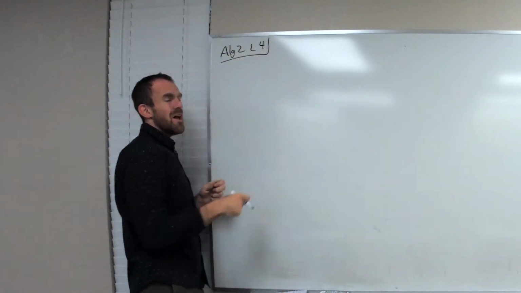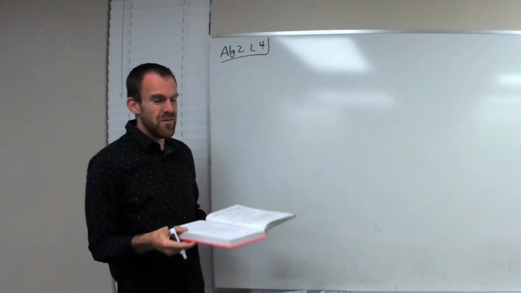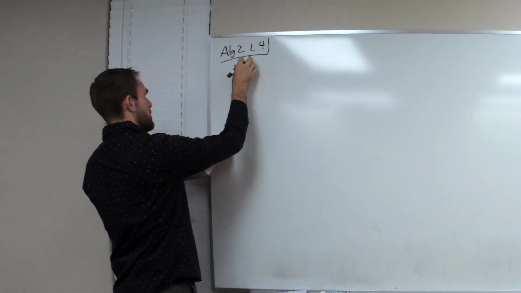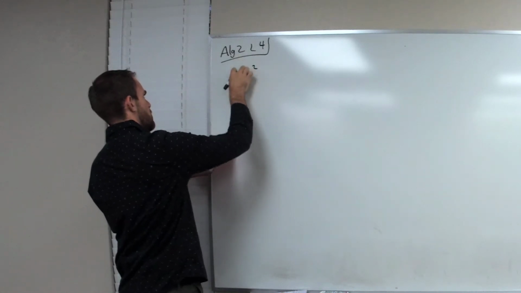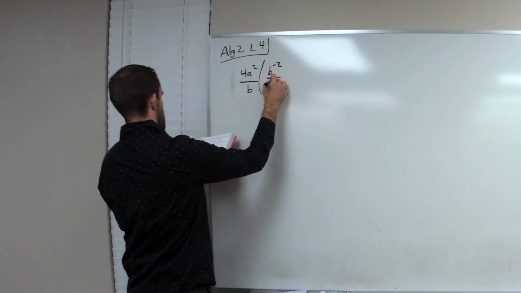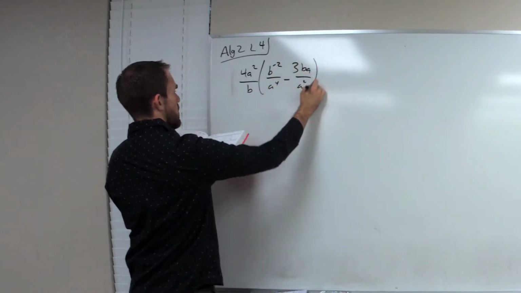Today we are going to talk about a bunch of awesome things like the distributive property with very ugly numbers. Let's check that out. We have 4a squared over b times b to the negative 2 over a to the fourth minus 3ba over a squared.